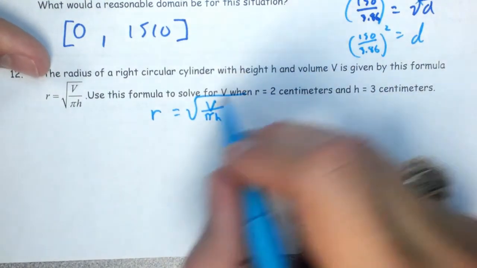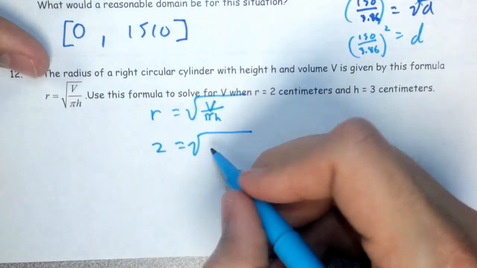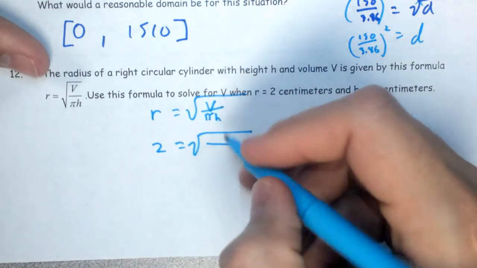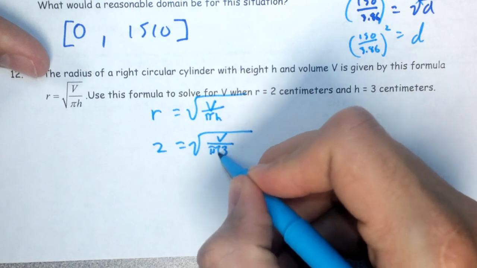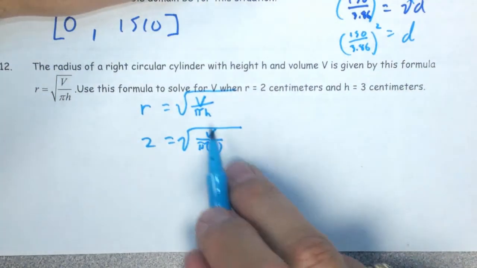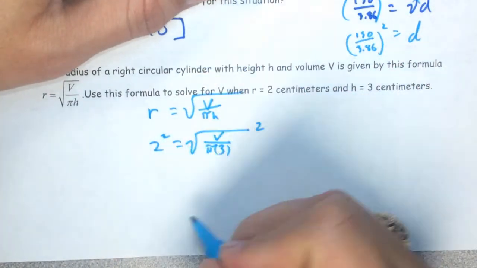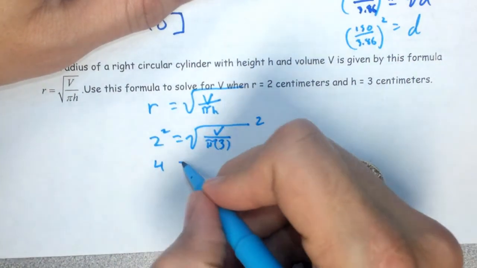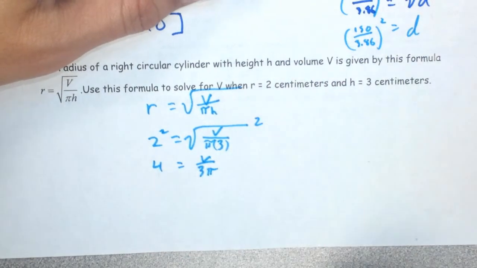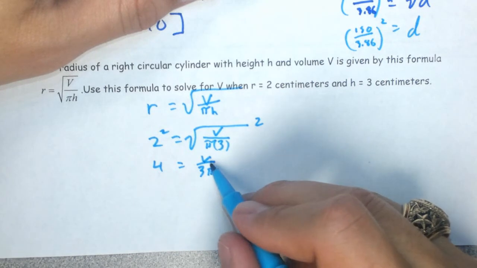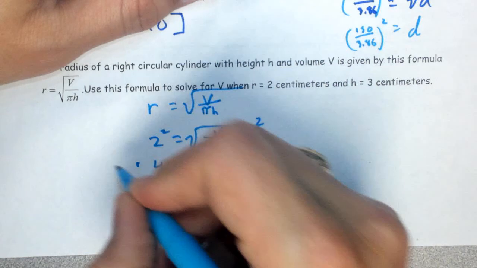Plug in what we know. We know R is 2. 2 is equal to the square root. H is 3. We're going to solve for V. So V is going to be the same. There's pi. H is 3. My square root is already by itself, so I can go ahead and square both sides. 4 is equal to V over, I'm going to switch that to be 3 pi. To get rid of 3 pi, multiply both sides by 3 pi.